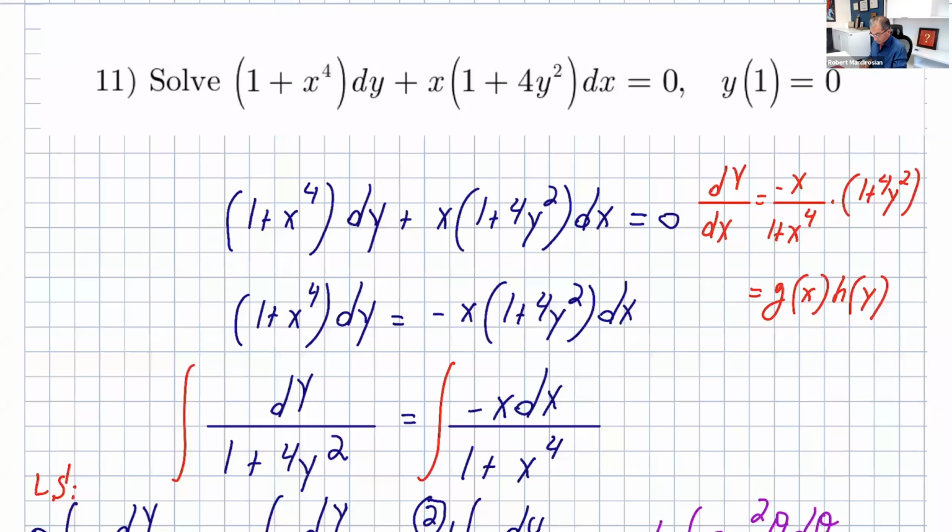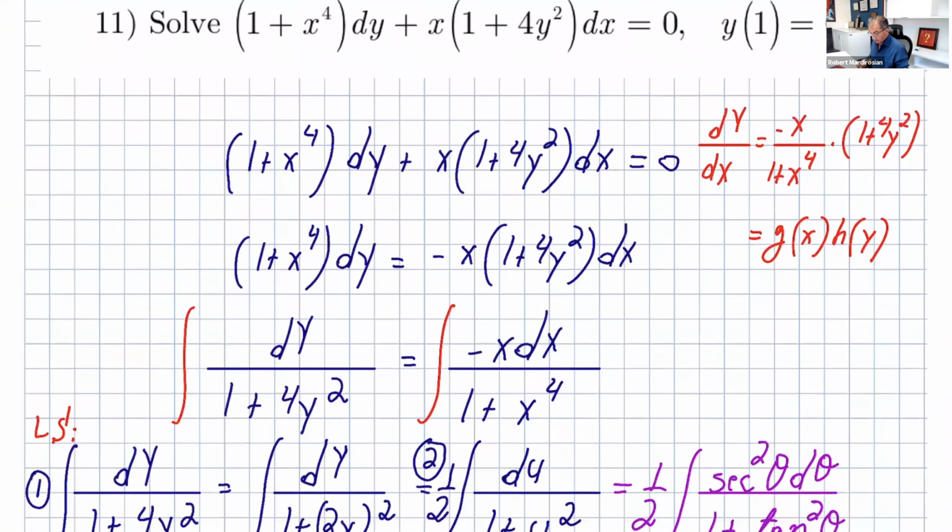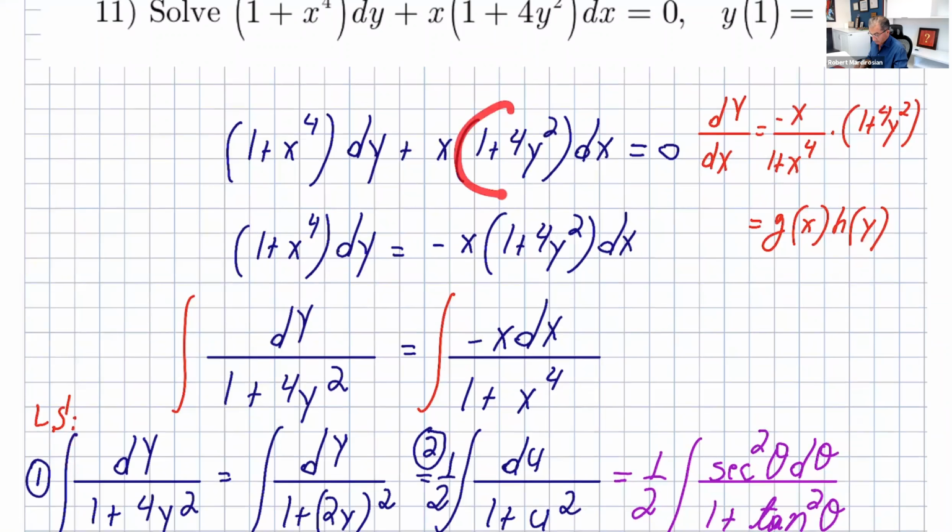So what you can do is separate the variables. You can divide both sides by 1 plus 4y squared. So you get dy over 1 plus 4y squared. First of all, take that term to the right side, or subtract this term from both sides. So you get that, and you can divide both sides by 1 plus 4y squared and 1 plus x to the fourth power. So that's what you get.